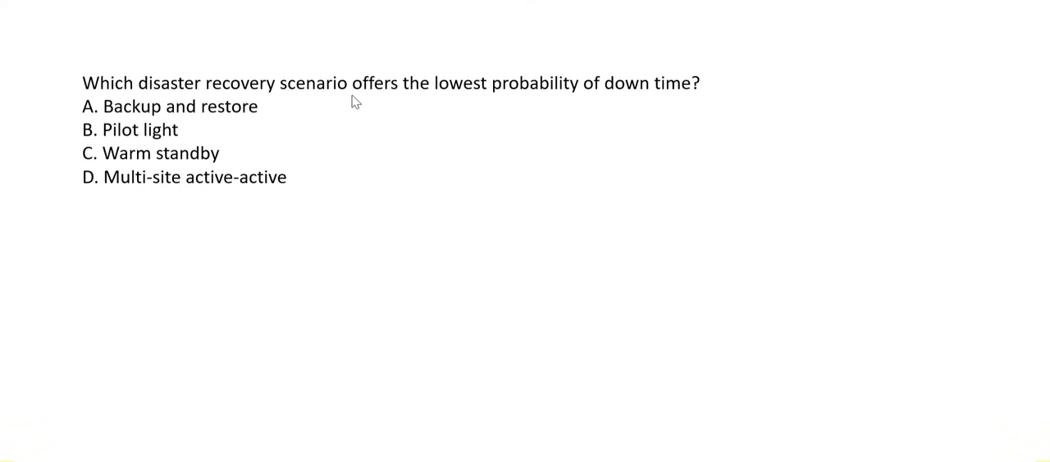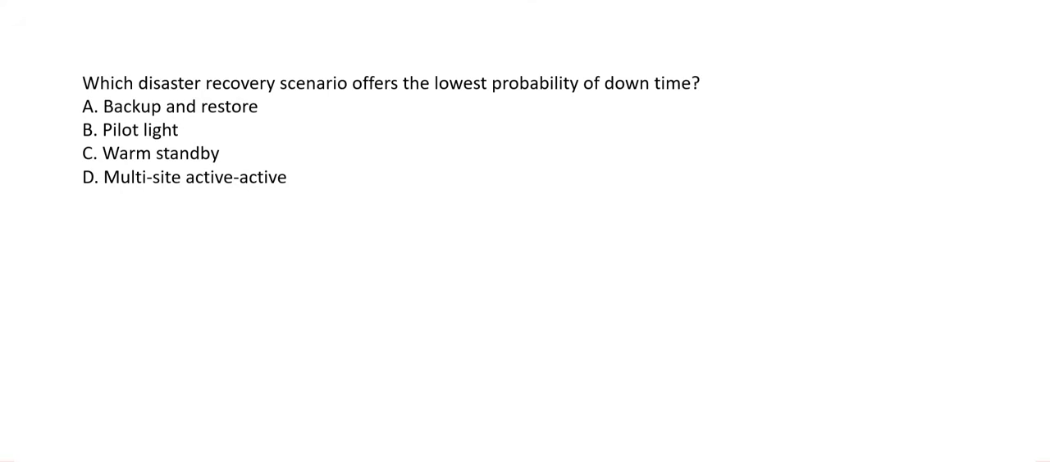Which disaster recovery scenario offers the lowest probability of downtime? Lowest probability, that's a keyword. Okay, so backup and restore. So this is a disaster recovery question. Backup and restore will still have some downtime, because once the system goes down, you will take a backup and you will restore from a previous backup, but that restoration will take time. So there will be some downtime. So this is not the lowest probability.